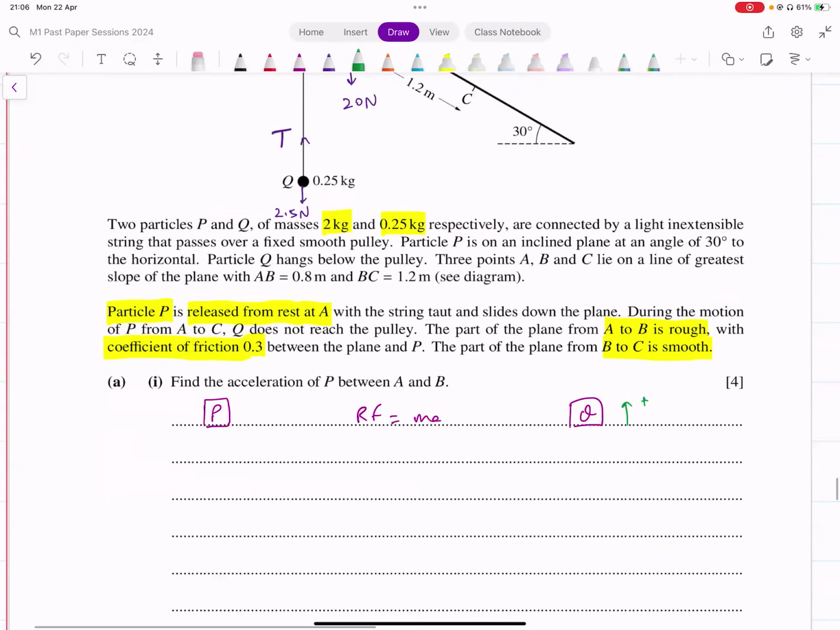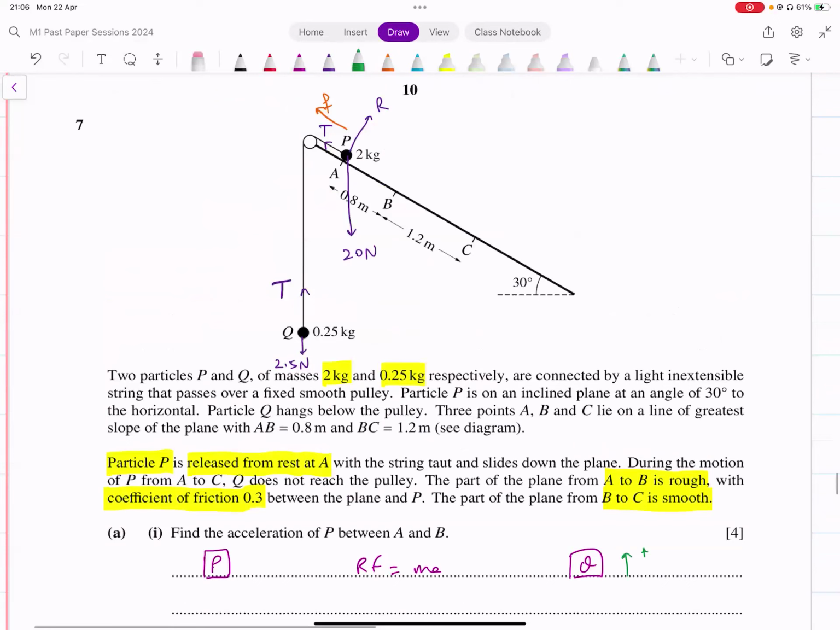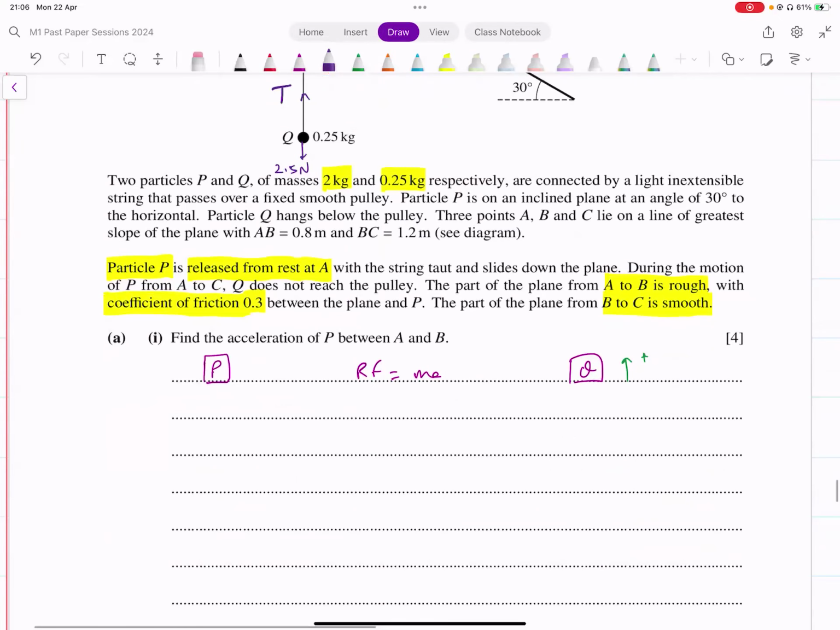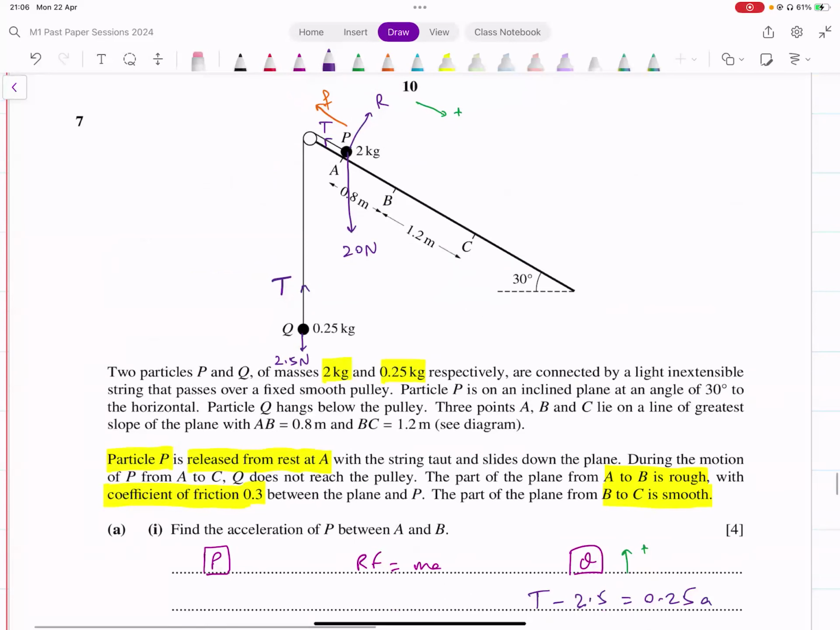In which direction is P moving? P is moving down the plane, so this direction is positive for P. Okay, what about Q? The forward force is T, the backward force is 2.5. That equals mass of Q, which is 0.25, into acceleration. That's one equation that we've got. Apply Newton's second law of motion to P as well. What about that? Forward force.